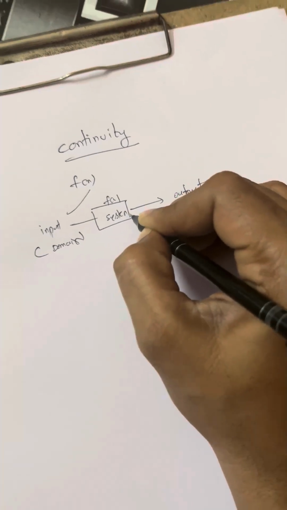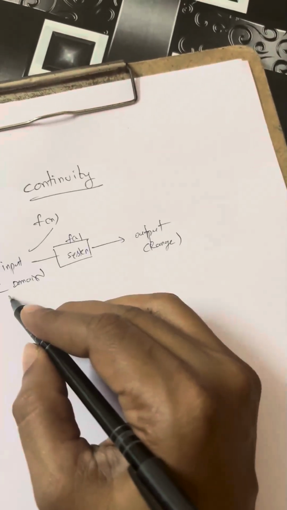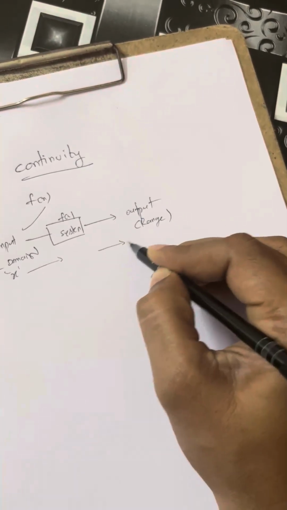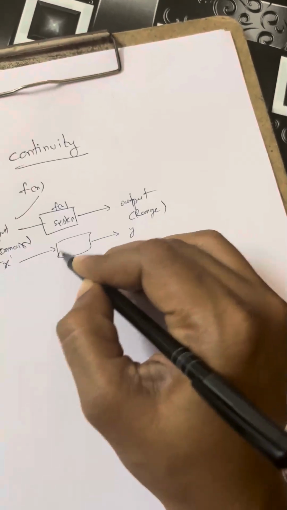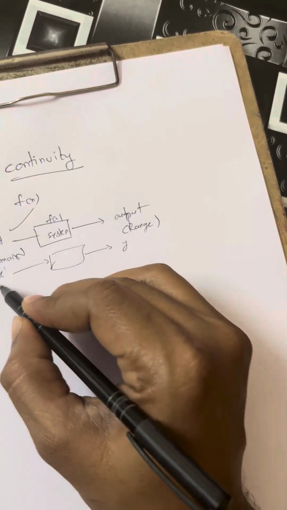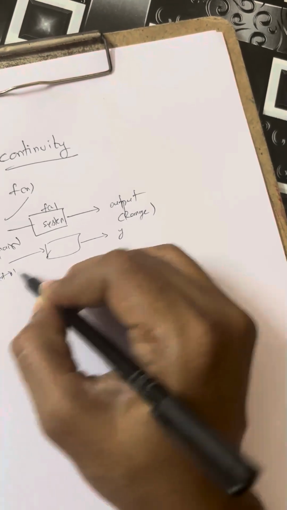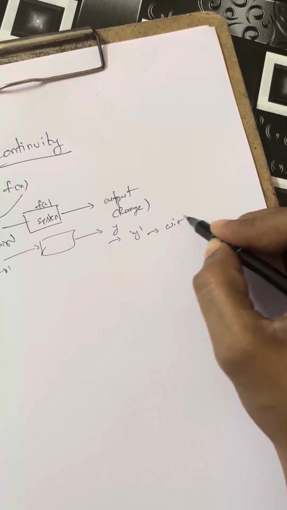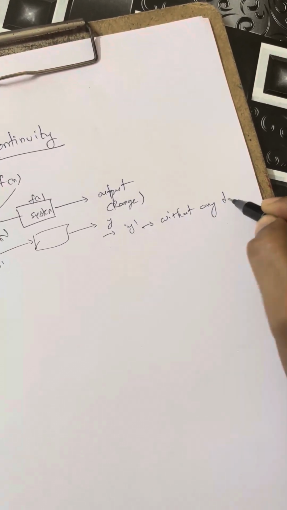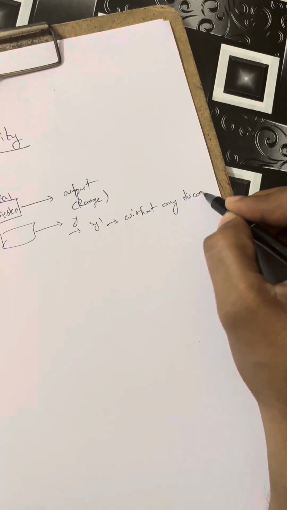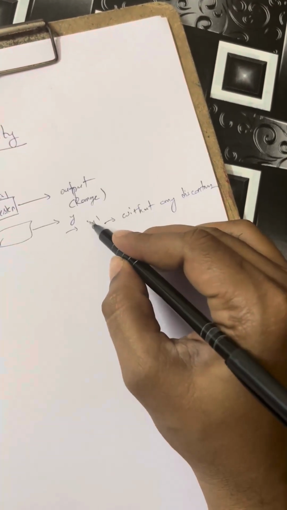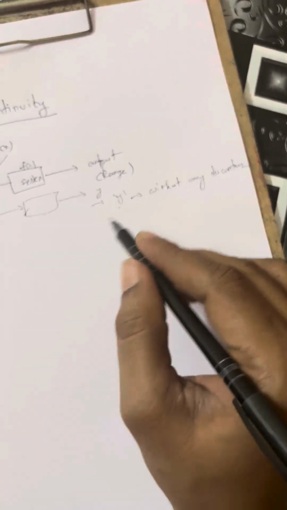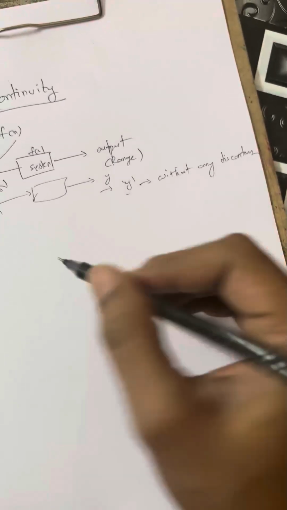If you give any domain values, any x values here as the domain, there is an output called y here. For different values of x, if we have different values of y without any gap, without any discontinuity, then we call the function continuous. Okay, I can explain this by taking the example of a graph.